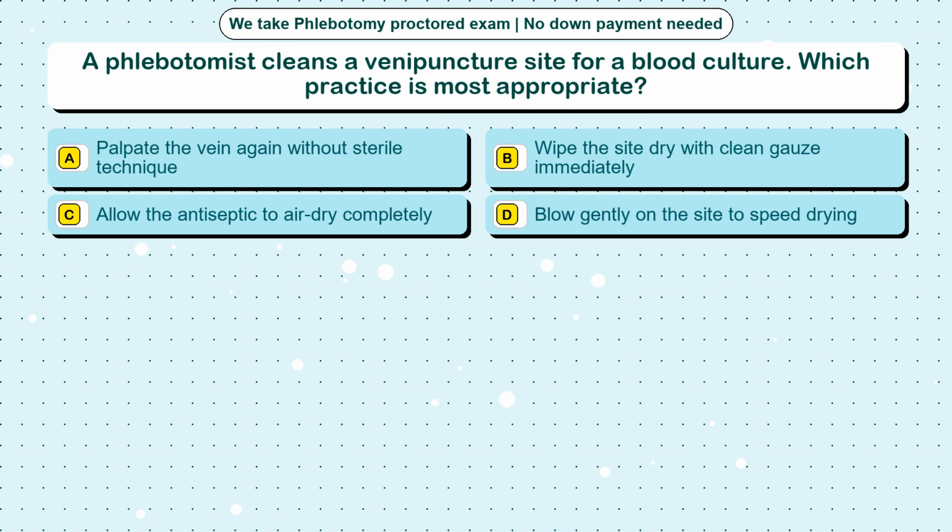Question 37. A phlebotomist cleans a venipuncture site for a blood culture. Which practice is most appropriate? Option A.